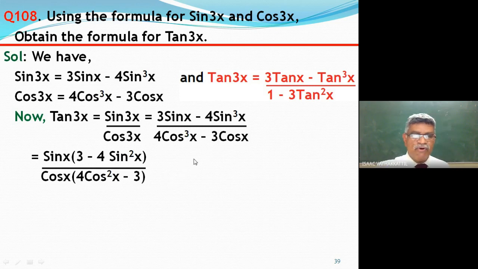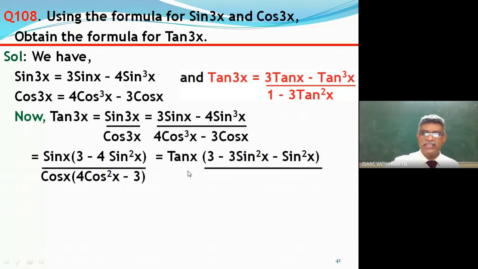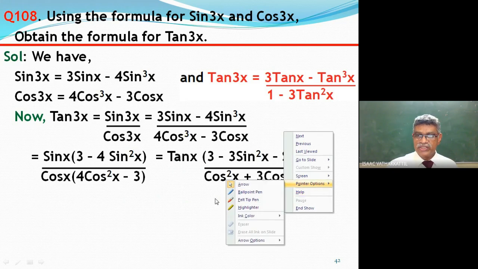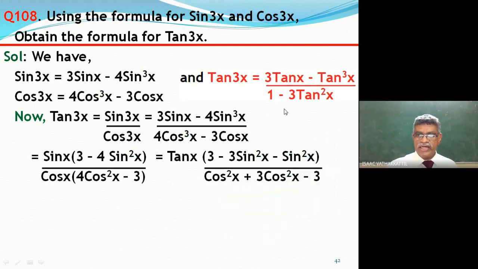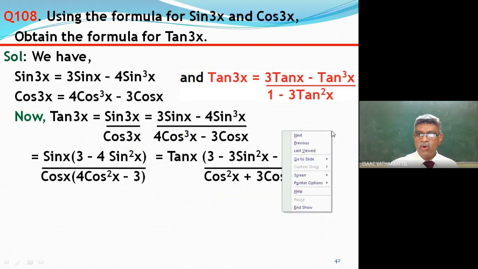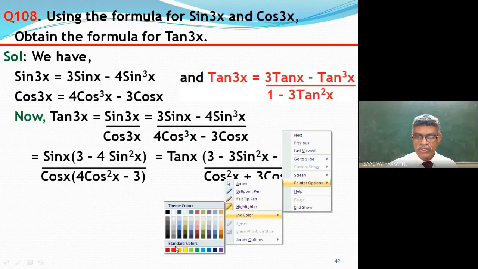The 3 minus 4 sin squared x I can write as 3 minus 3 sin squared x minus sin squared x. Is it okay? And denominator 4 cos squared x minus 3, I write cos squared x plus 3 cos squared x minus 3. Why I have done like this? Because the 3 minus 3 sin squared x I can write as 3 into 1 minus sin squared x.